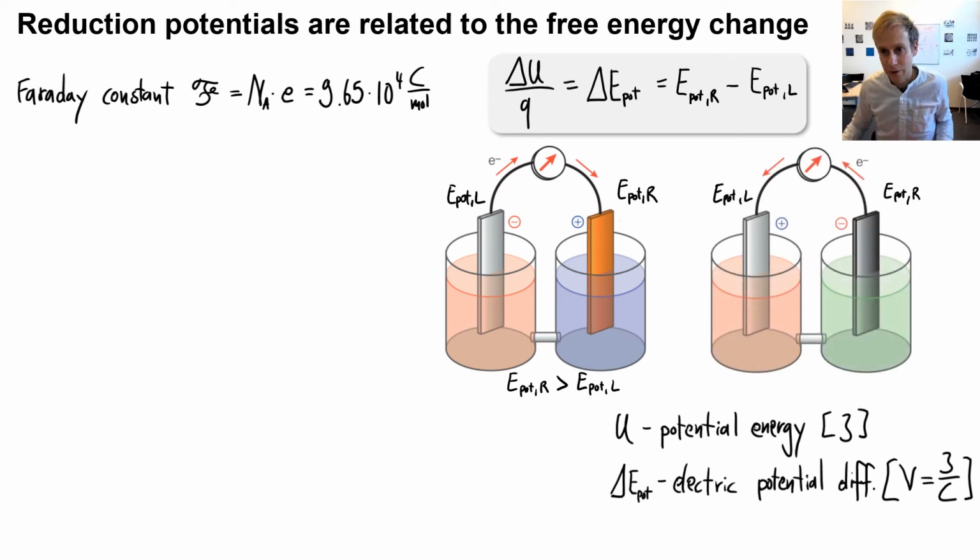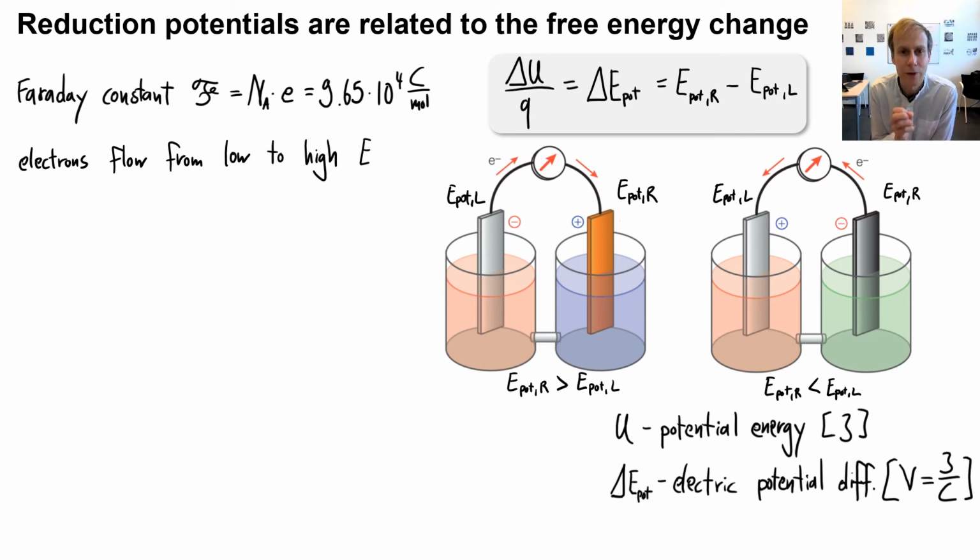Opposite situation here. Here the electrons flow from the right to the left, and in that example, the electric potential on the right side is smaller than the electric potential on the left side. So you can see, electrons always flow from low to high potential, from, for instance, the zinc to the copper electrode, because the zinc has a low potential and the copper has a higher potential.